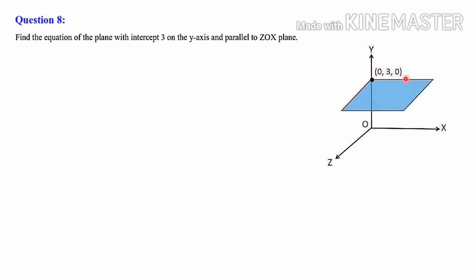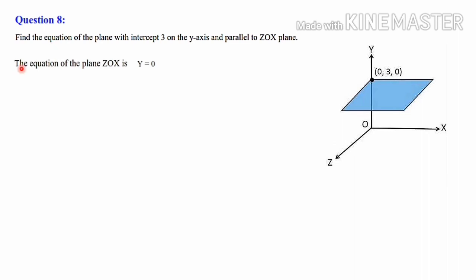The y-intercept is 3, meaning the x-coordinate and z-coordinate are 0. So the coordinates are 0, 3, 0. And it is parallel to the z-x plane. This is the z-x plane, and the given plane is parallel to this z-x plane. We are asked to find the equation of the plane.